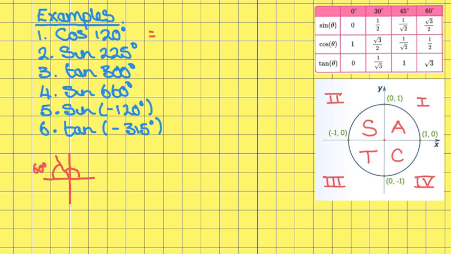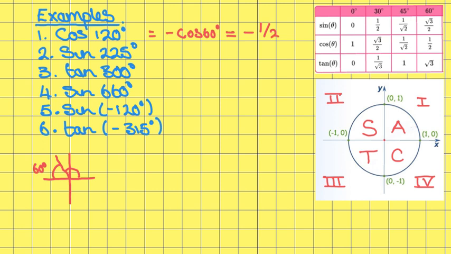So that is equal to cos 60 degrees. Now all I've got to decide is, is it positive or negative? Well, it's in quadrant 2, and if I look at my diagram, in quadrant 2 only sine is positive, so cos must be negative, so it's minus cos 60, and cos 60 is a half, so it must be minus a half.